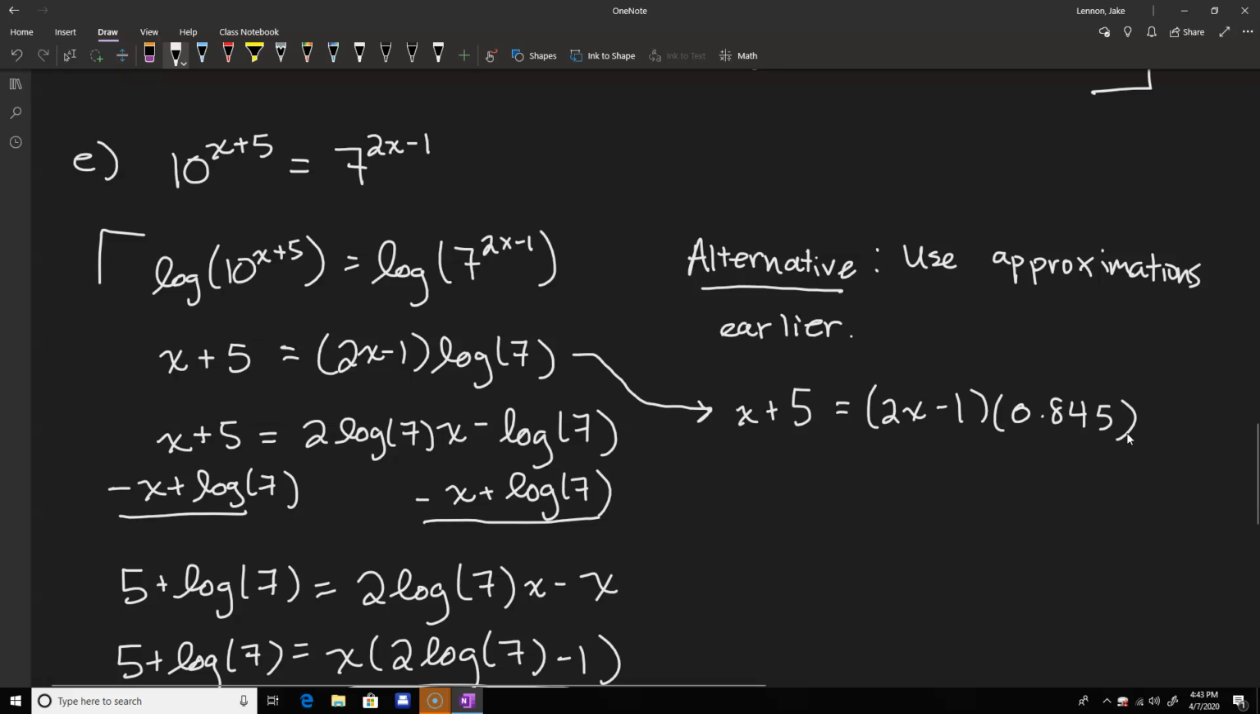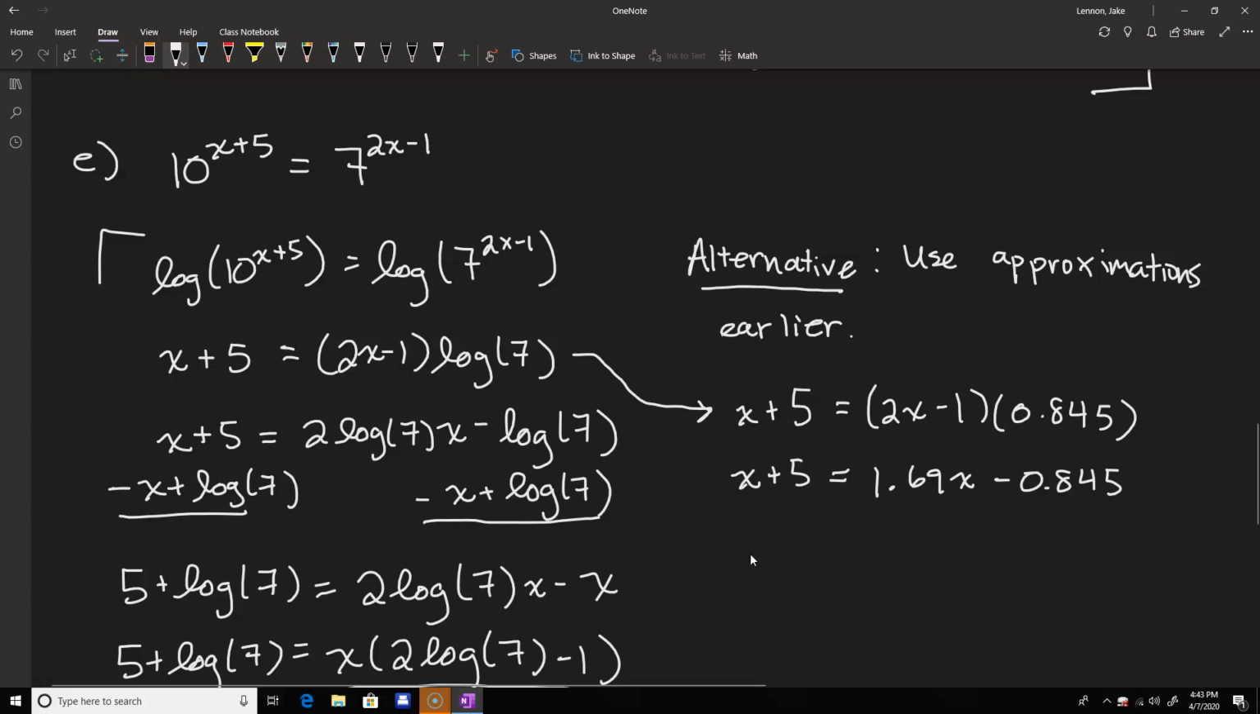So now what I have is an equation where I can multiply on the right-hand side by this 0.845, and I'll be able to combine all my terms just by multiplying and adding with decimals. So I'll have x plus 5 equals, I multiply 2 by 0.845, and I get 1.69x minus 0.845.